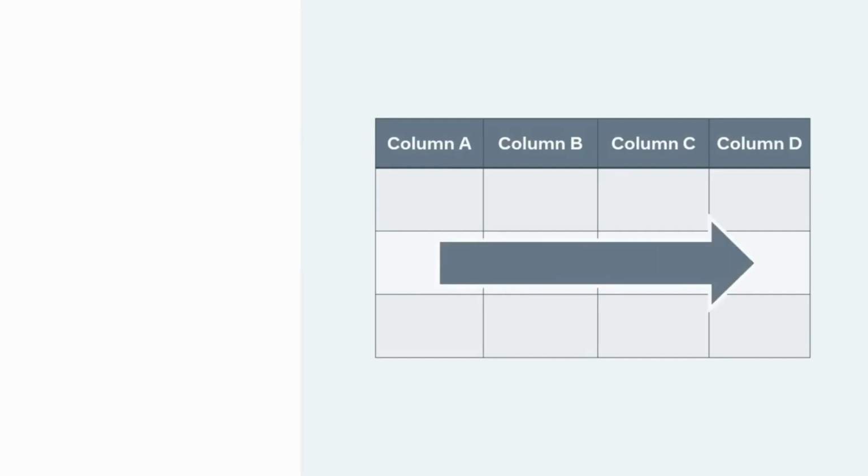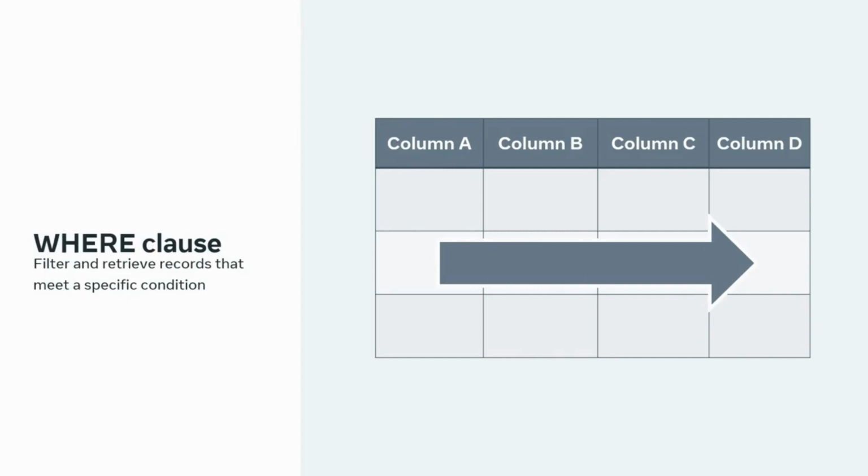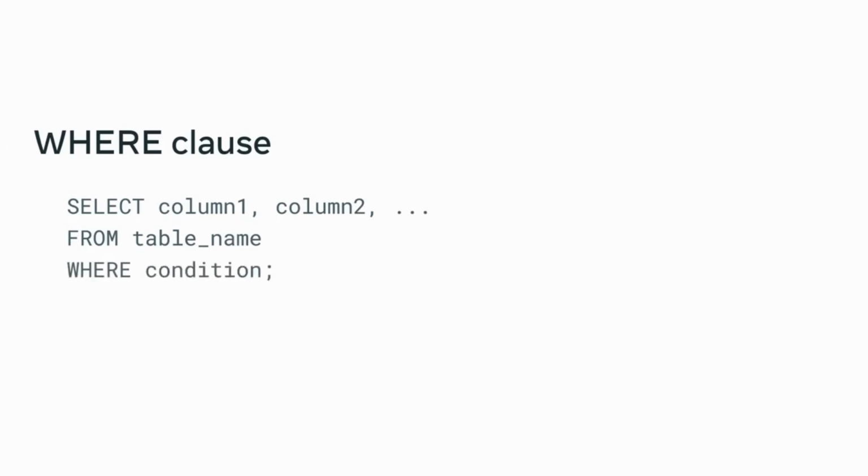So what is the where clause? The where clause is used to filter data. More specifically, it is used to filter and extract records that satisfy a specified condition. To better understand how the where clause is used, it may help to break down its syntax in a SQL select statement. The syntax begins with a standard SQL select statement, followed by the columns you want to query. Next is the from clause, followed by the table name. Then you can bring in the where clause.